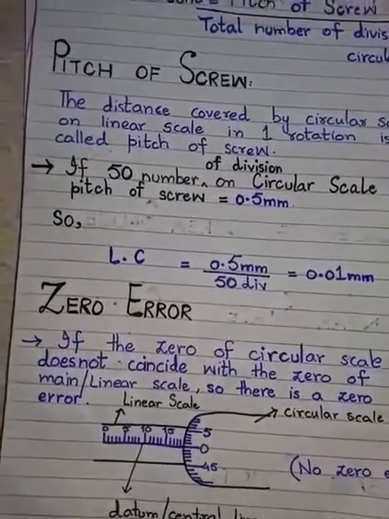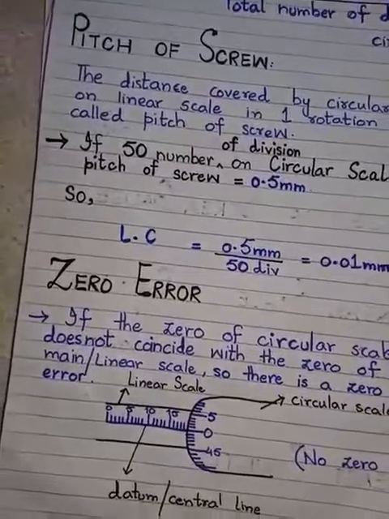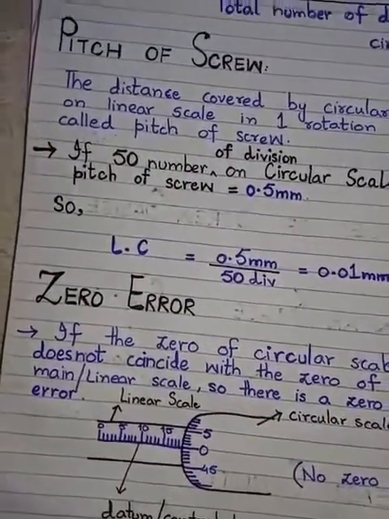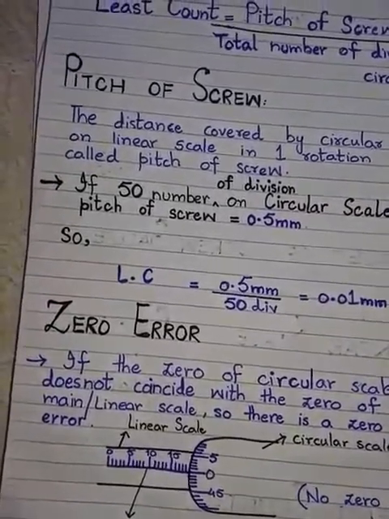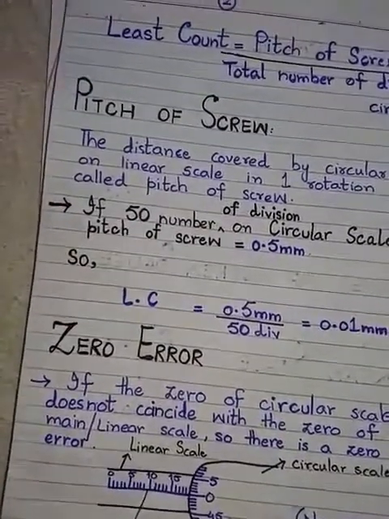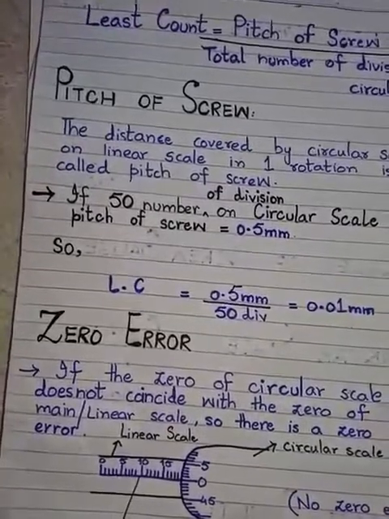What we do, girls, is first turn the thimble until the anvil and spindle meet. If the zero mark on the thimble scale does not coincide with the datum line of the main scale, it means there is a zero error.